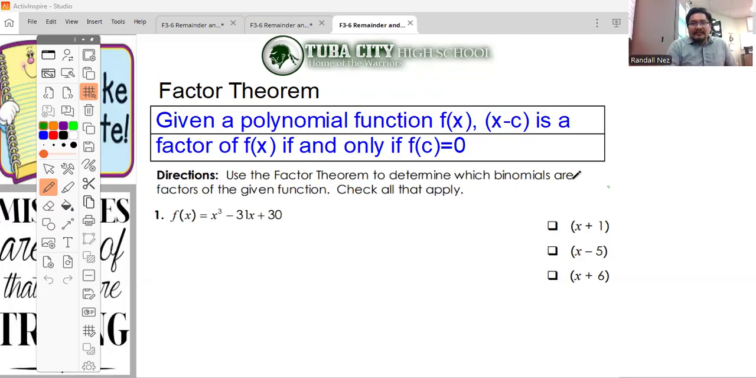So let's go ahead and just see what we can do with these here. Use the factor theorem to determine which binomials of these factors are given factors of the function. Check all that apply. So which of these are factors? So 3, oh yeah, check your powers, 3, 2, and we're missing a 2 power. When we fill in the coefficients, we have to make sure that we skip that. So 3, 2, there's nothing there, 1, 0. So we should have 4 terms.